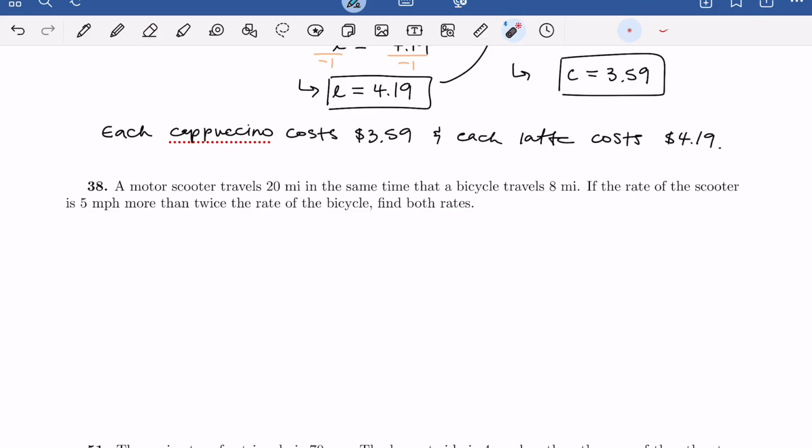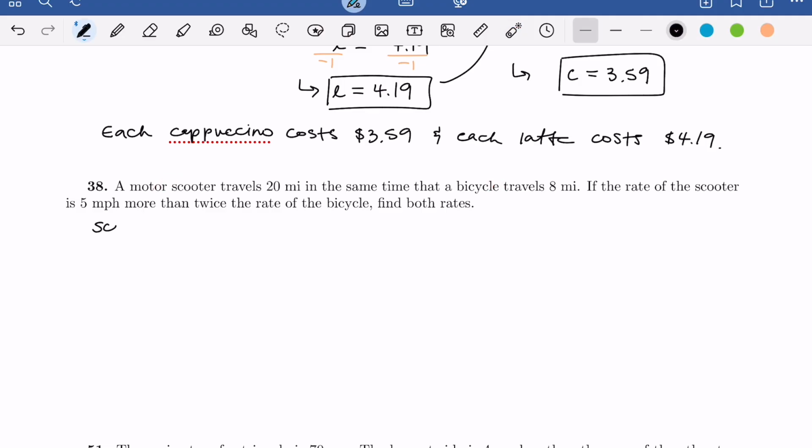All right, so for this next example, we're told that a scooter travels 20 miles in the same time that a bicycle travels 8 miles. If the rate of the scooter is 5 miles per hour more than twice the rate of the bicycle, find both rates. So we have two unknown values that we're trying to find, and that's going to be the rates of both of these methods of transportation.